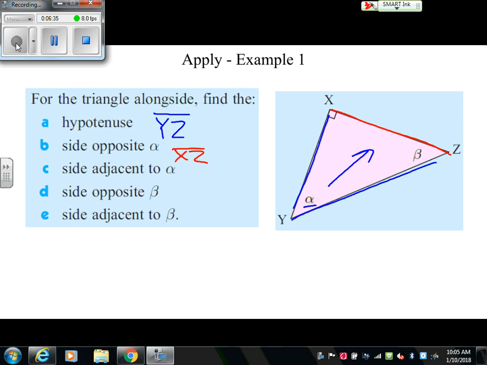Now I want the side that is adjacent to alpha. And again, we already know that this side right here is our hypotenuse. And so if we look at alpha here, we want the side that is next to it, but isn't the hypotenuse. And so that's going to be this side right here, which is side XY.